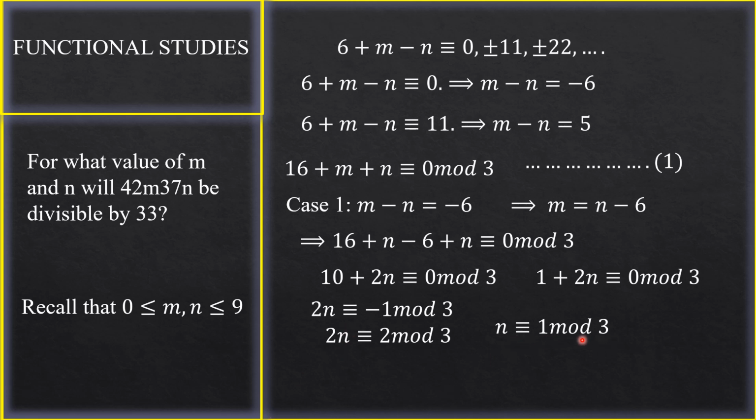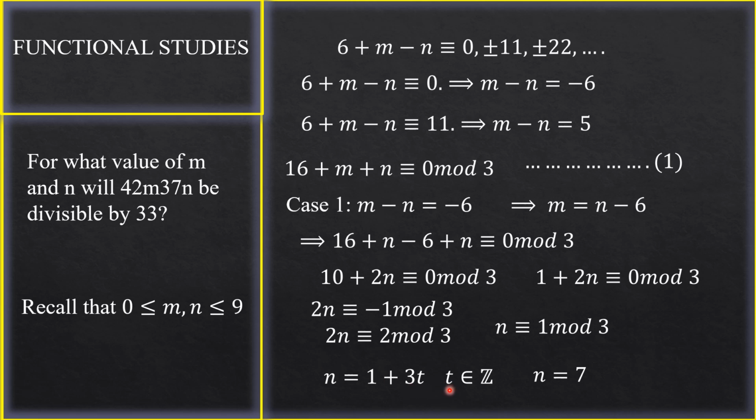So when you write it like this, it means that you can transform it as a linear equation in the form n is equal to 1 plus 3t, where t is an integer, using the division algorithm. So now let's test. Remember, n can take values from 0 to 9 maximum. Okay, so t is an integer.